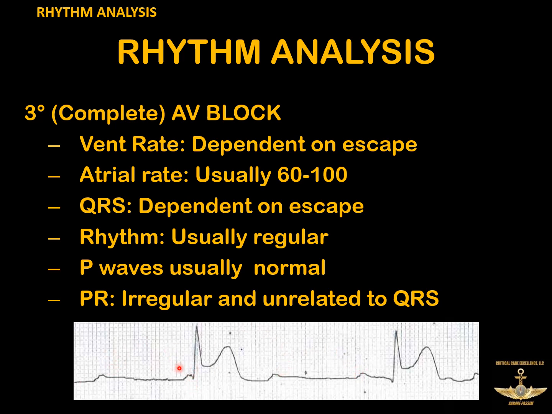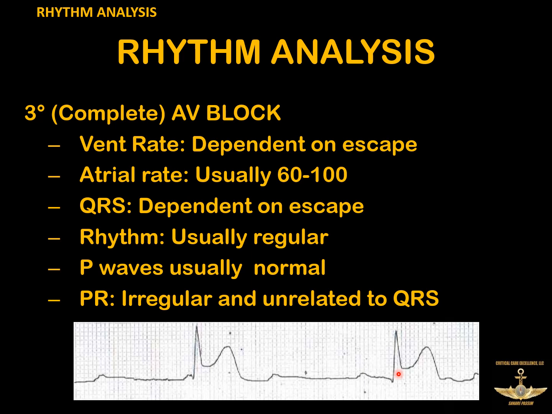P wave to P wave is going to be the same. And then you can do the same thing for the QRS complexes. The QRS complex will be regular to the next one to the next one. Now usually this rate is pretty slow because usually that is a ventricular escape beat, and we know those are pretty slow. But the most important thing here is they don't have anything to do with each other.